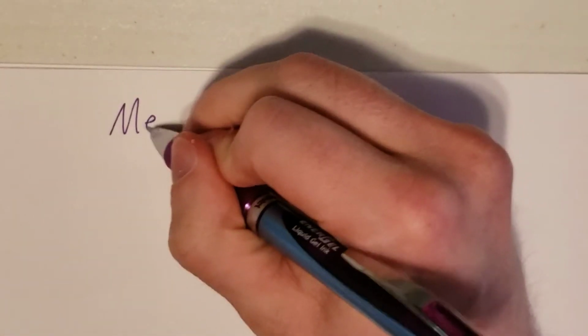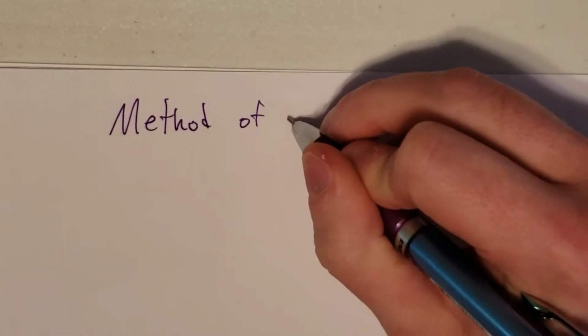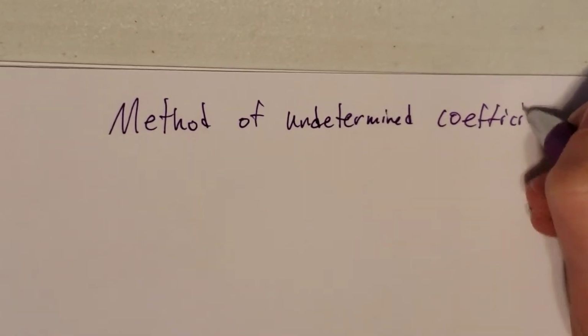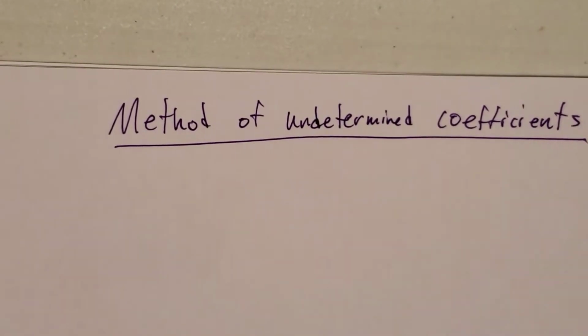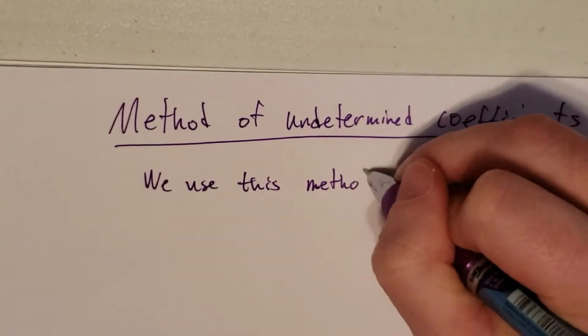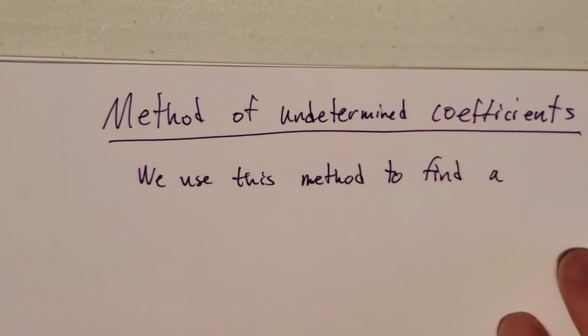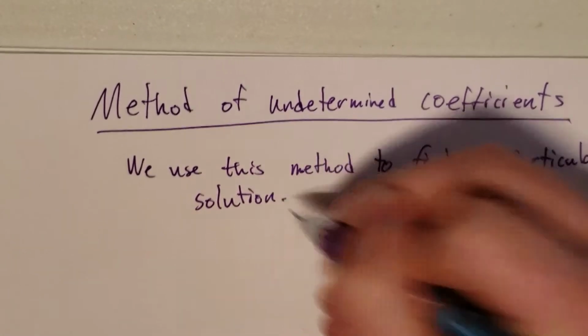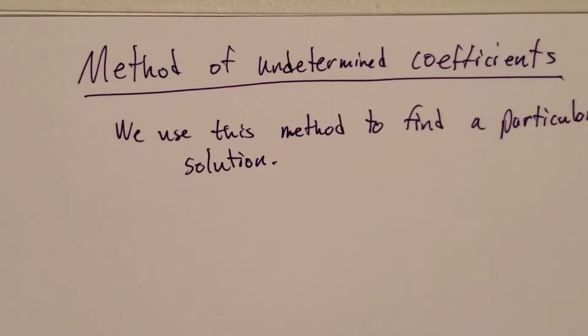So we are going to look at the method of undetermined coefficients now. And this is going to be our method for finding a particular solution. Okay, so we're going to use this method to find a particular solution, and we're going to start with an example.